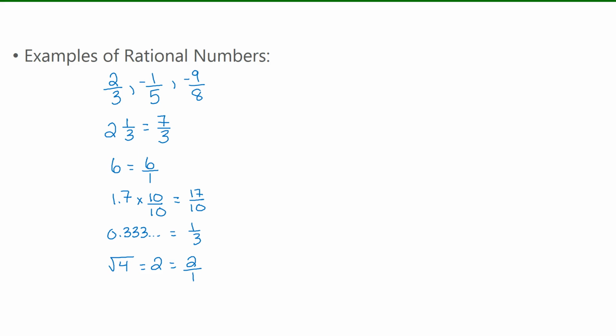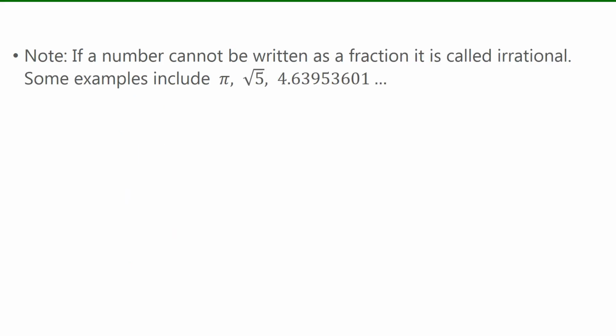So now that we looked at some rational numbers, let's look at some examples that are not rational. We call them irrational. One of the most common examples of an irrational number is pi. Pi is a decimal that does not stop, and it does not repeat either. So we call that irrational. Square root of 5, that's not a perfect square, so that's considered irrational.